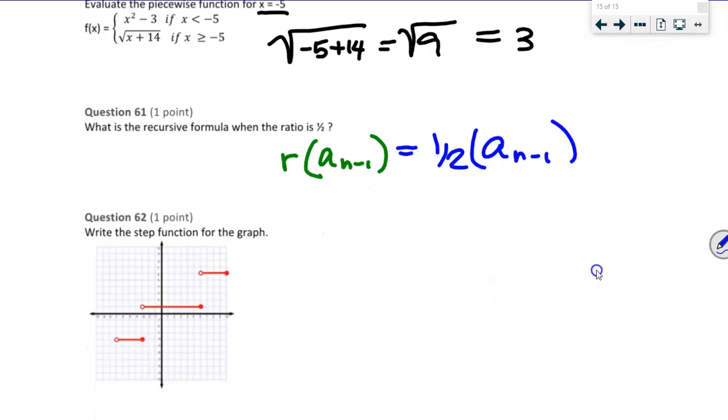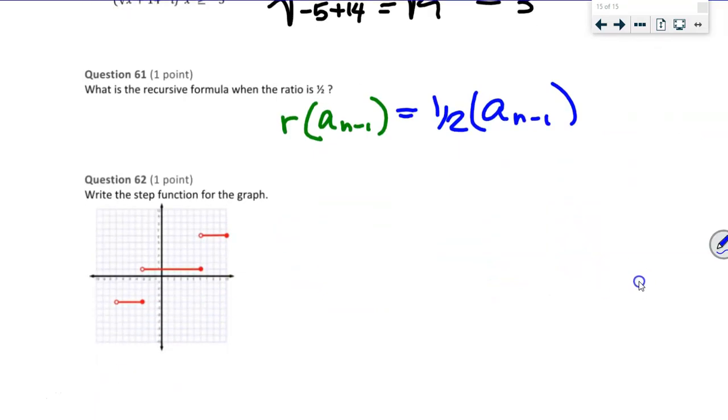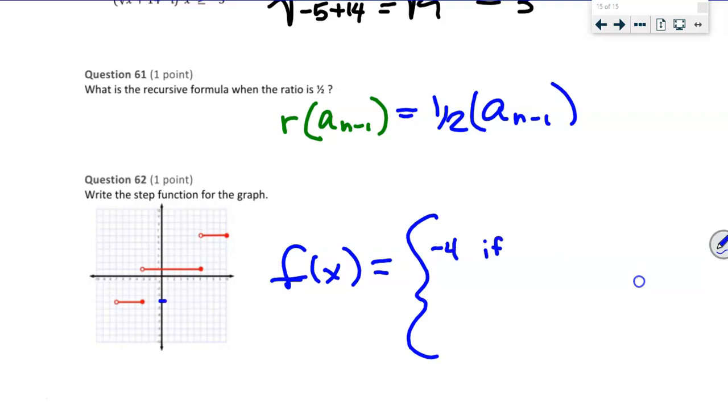All right, last problem, y'all. Write the step function for the graph. So step functions are going to be f of x equals, so down here we're at -4. If x is between, that looks like, what is that? 1, 2, 3, 4, 5, 6, 7, -7. And right here we've got -3. We got an open dot on the left, so that's going to be a less than symbol. And on the right is going to be a less than or equal to symbol.